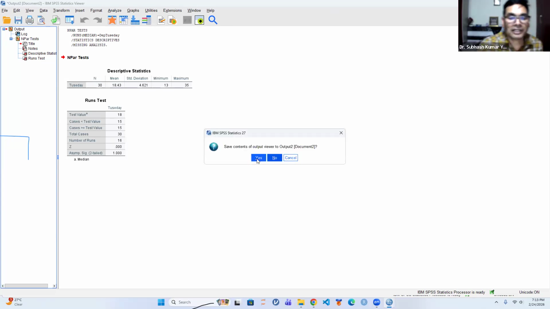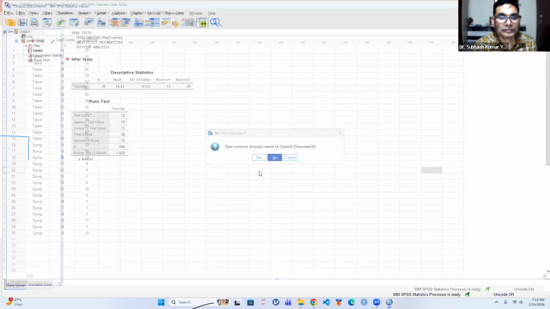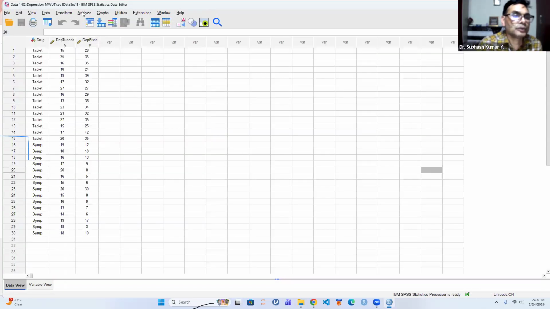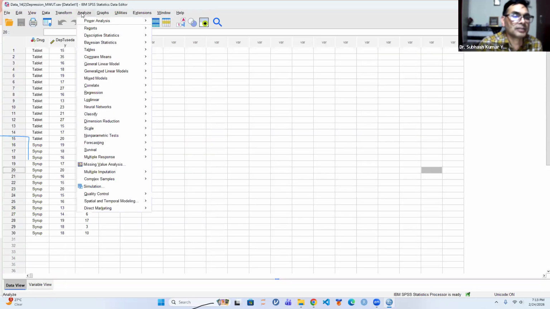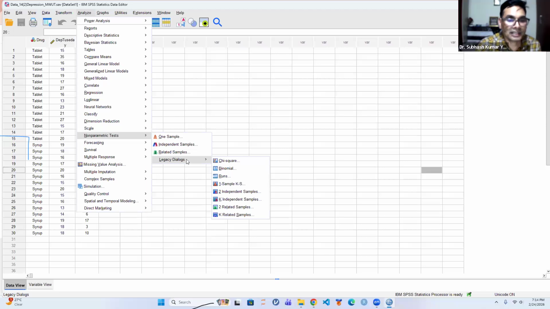Null hypothesis is not rejected here. Now go to independent sample test, that is Mann-Whitney U test. So just click on Analyze and go to Non-parametric Tests. Then go to Legacy Dialogs, and there you will see this one.